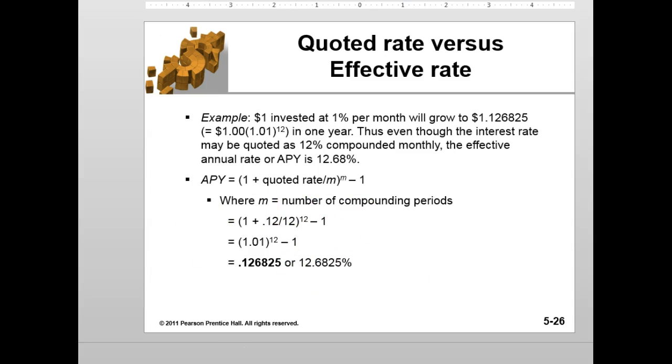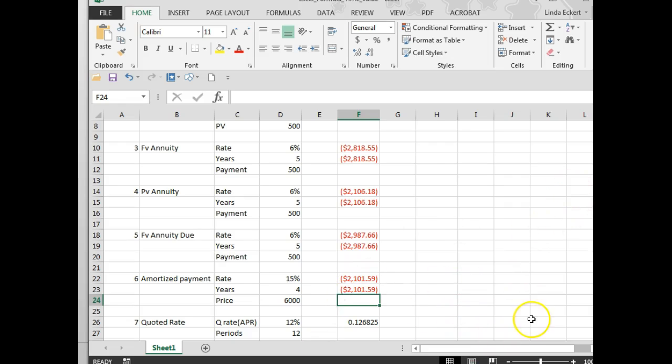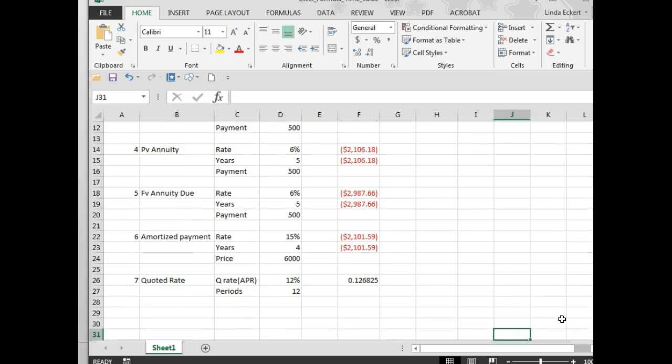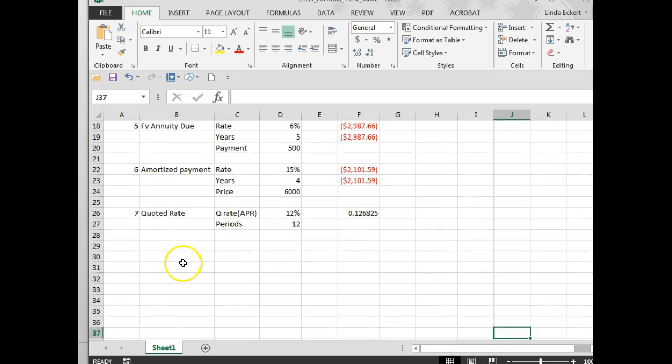So you can use a formula, but guess what? You can also use Excel to do that. So you simply put down the 12% rate and the number of periods and set your formula up here. So the formula is 1 plus the rate divided by the period. Let's go back up here. Divided by the period to the power of the rate. I may have that switched. To the power of, oh wait, I do. To the power of the period minus 1.